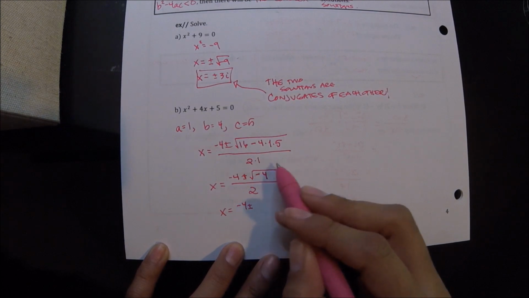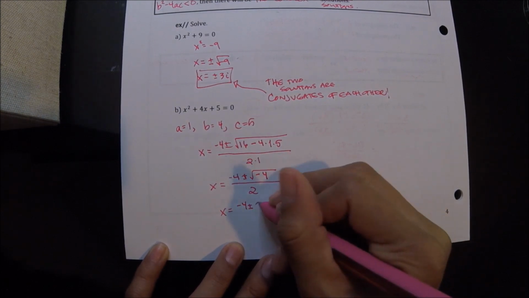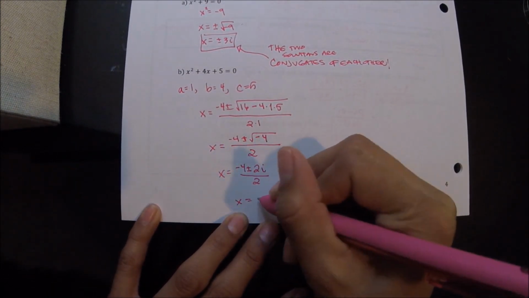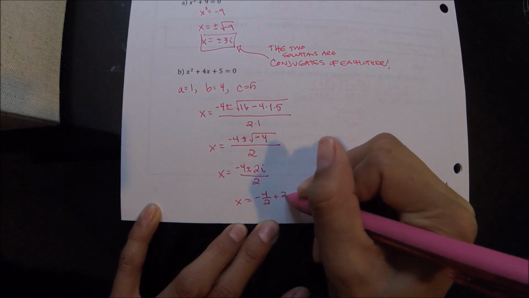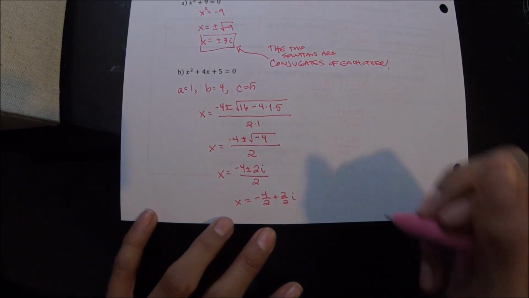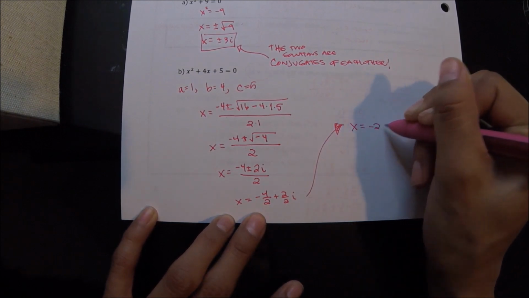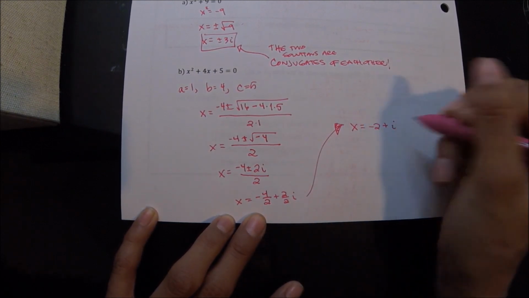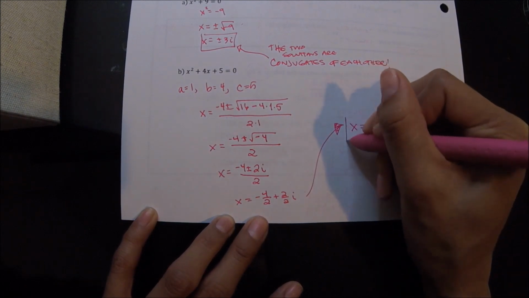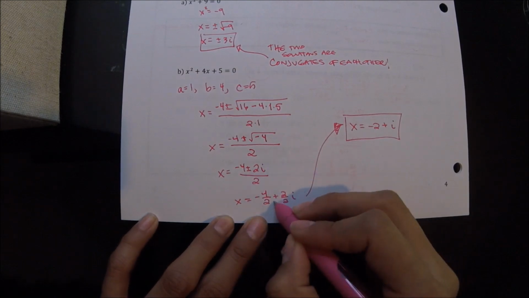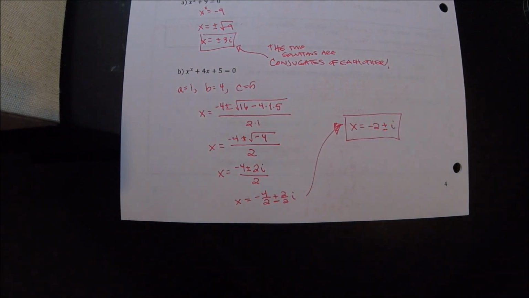Root negative 4 is what? 2i all over 2. And then we can split this up. Negative 4 over 2 plus 2 over 2i. And so we reduce those, we get negative 2 plus 1i. So we have two solutions. Oh, I lost a minus. Plus and minus. Two solutions, negative 2 plus i and negative 2 minus i.